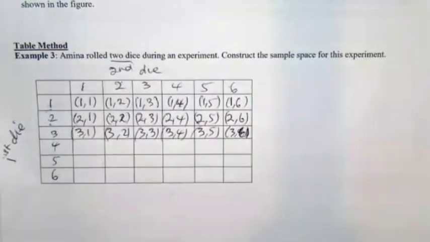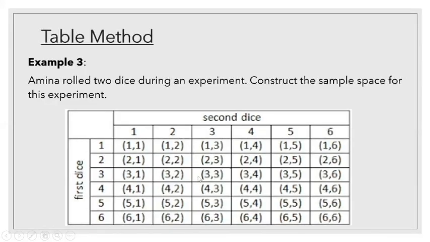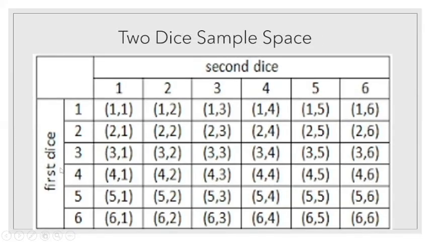We can keep going and fill up all this table. Once you do that, we'll come up with a table that looks like what we have here. So this is a two-dice sample space. We come up with a table like this. All right, I'll end here for now, and I'll see you on the Zoom call for more questions and independent practice. See you soon.